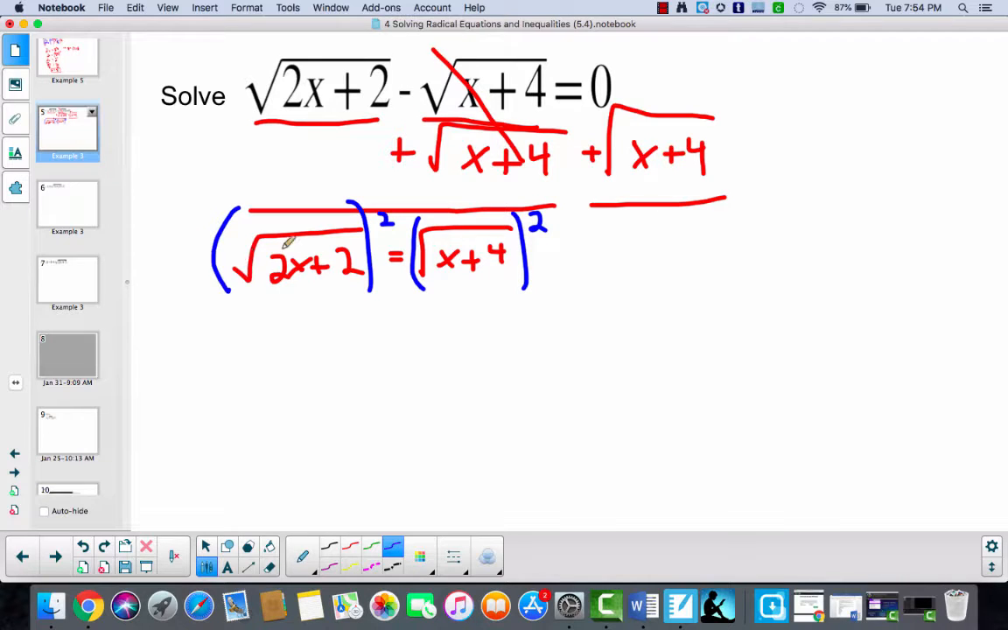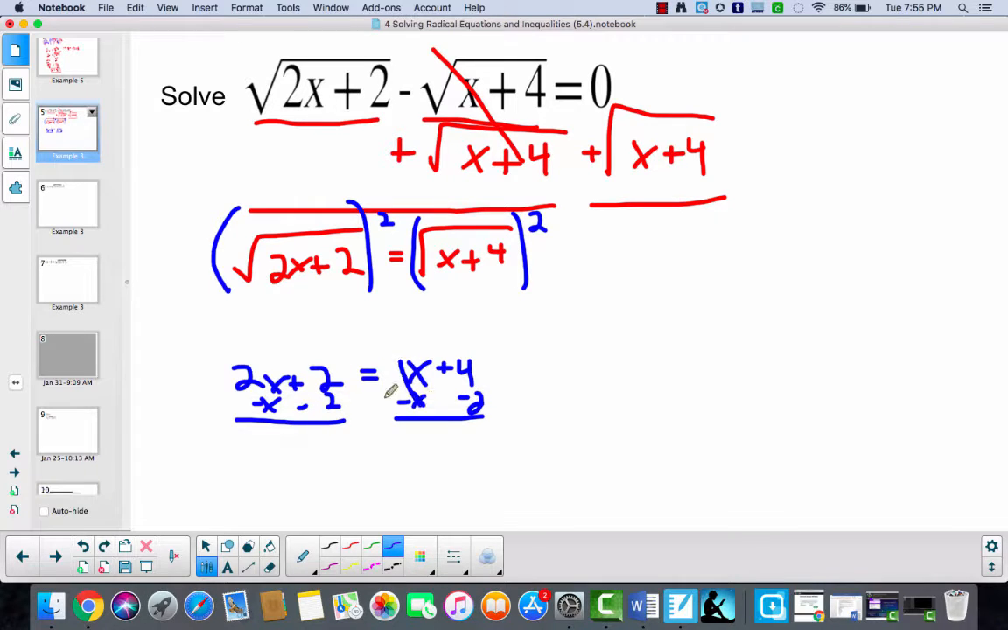And look what happens. When I square this side, the radical goes away, so I'm left with 2x plus 2. And when I square this side, its radical also goes away, so I'm left with x plus 4. That's an algebra problem that I can solve. I'm going to subtract x on this side, and I'm going to subtract 2 from this side.